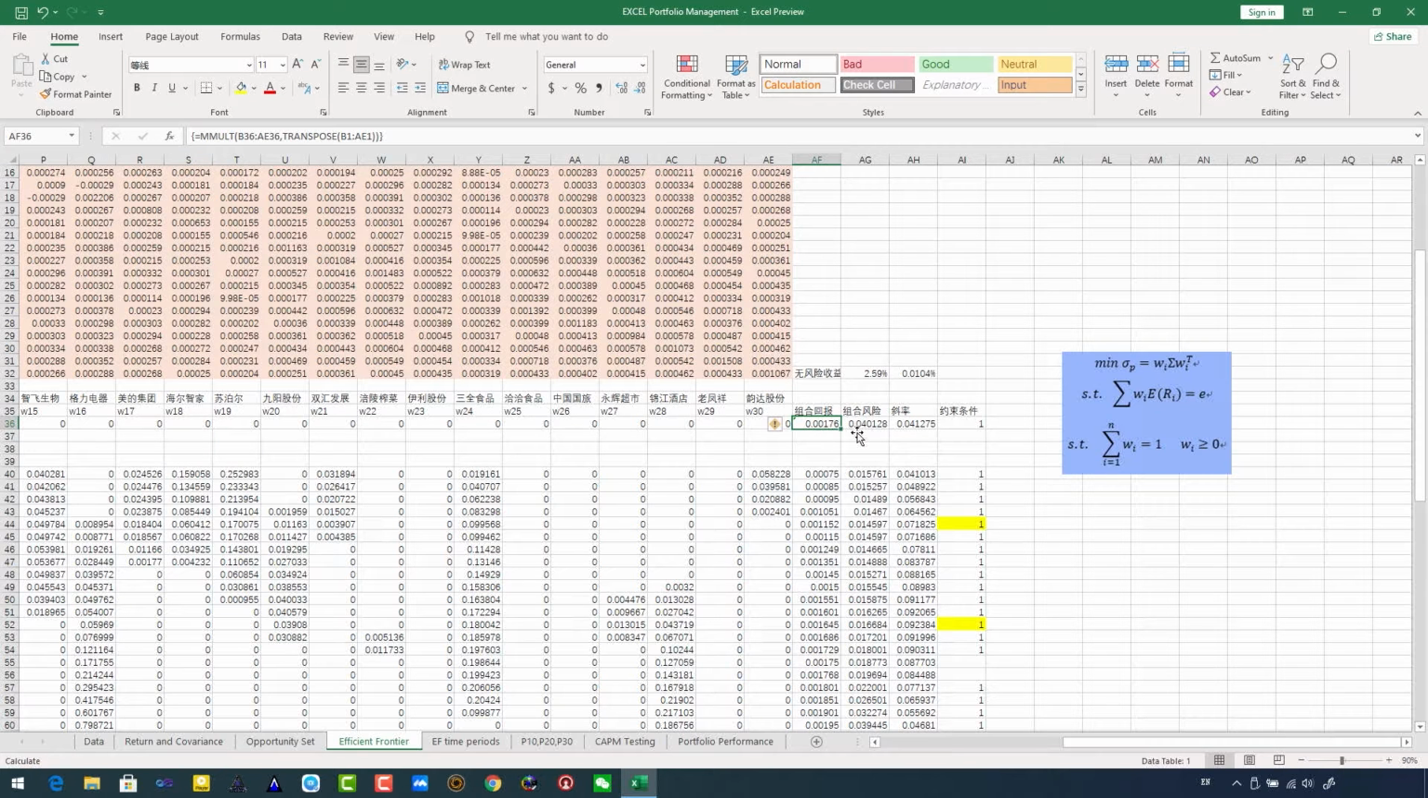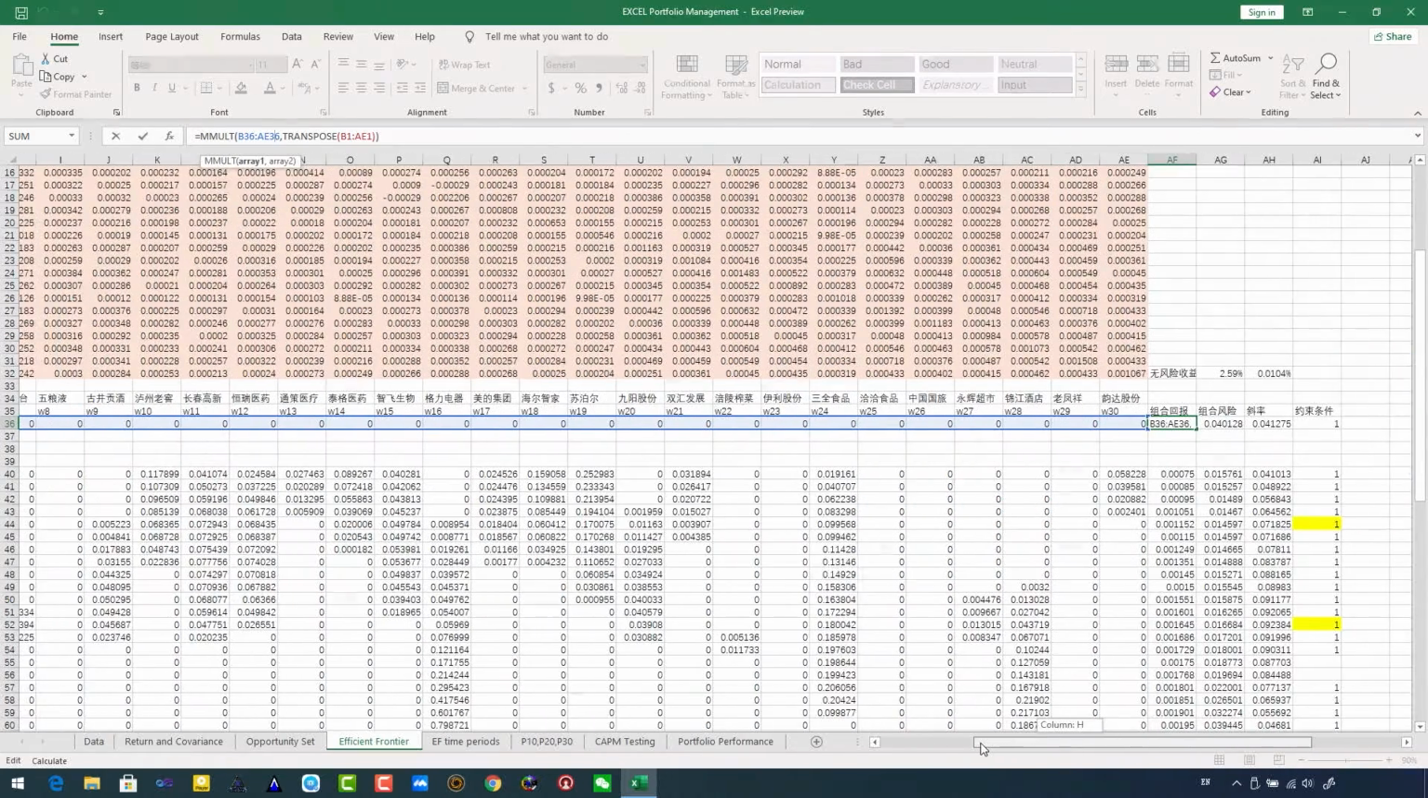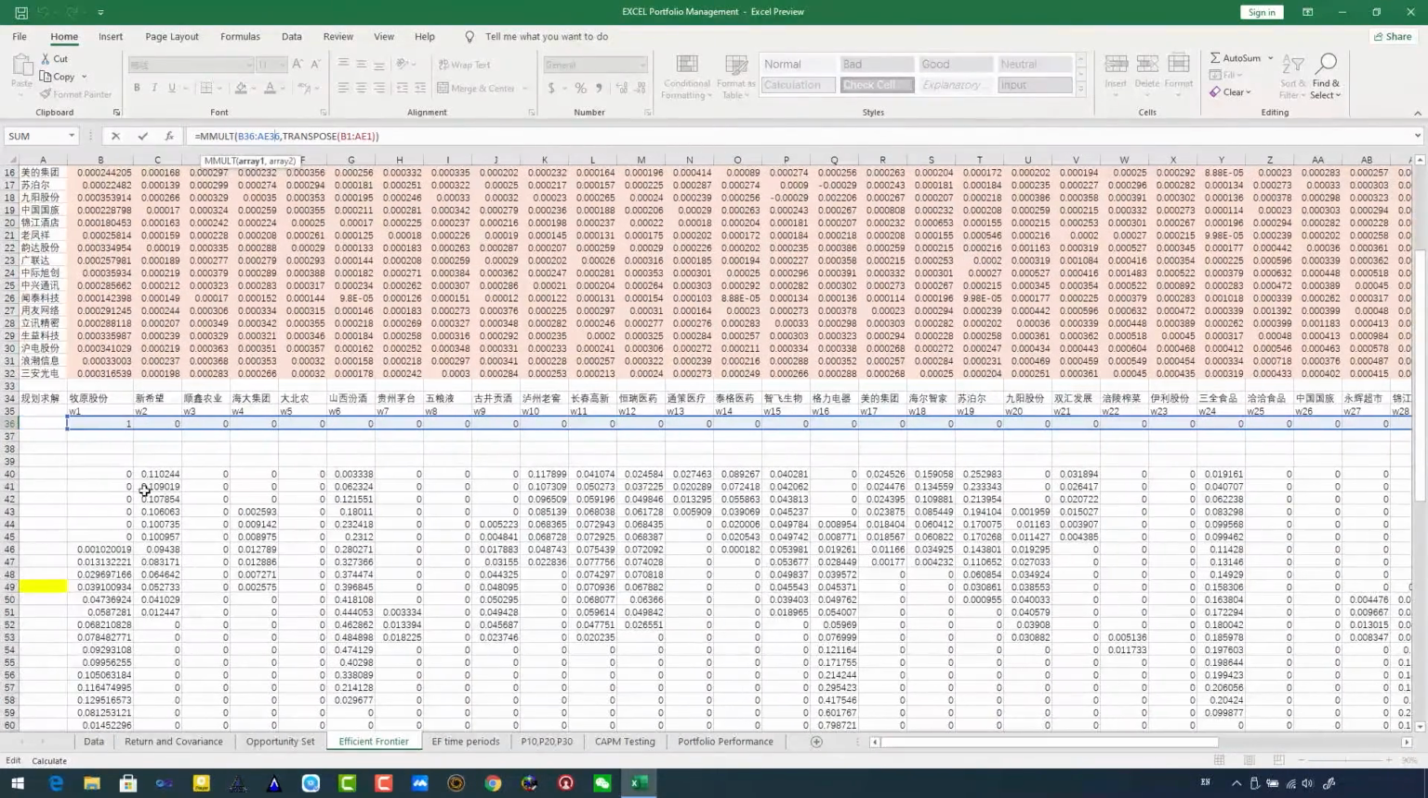And then for the portfolio return, it's the same way we did it in the previous opportunity set. Remember we use the weight. Now the weight, we don't use the computer to simulate. We just use it here. So you select B36 to AE36, and then we will use the computer to calculate the best weight for these 30 stocks. It will show you directly in the computer.